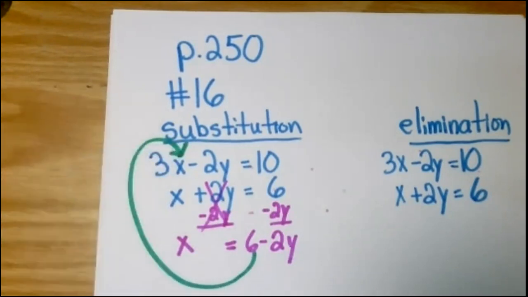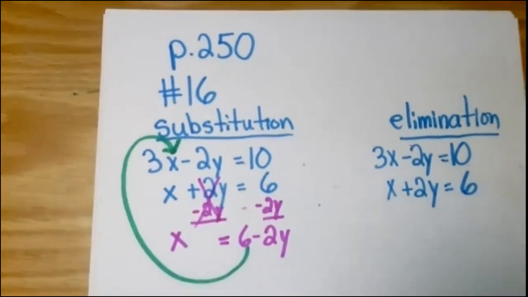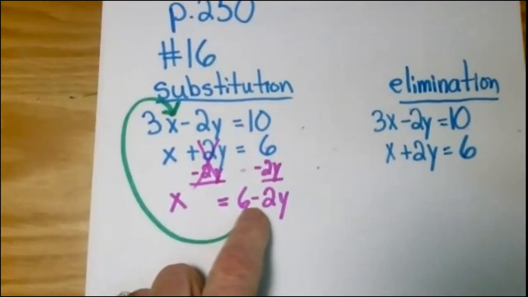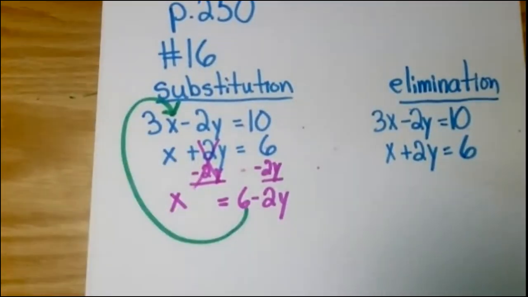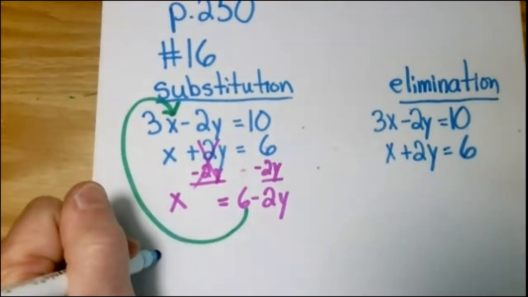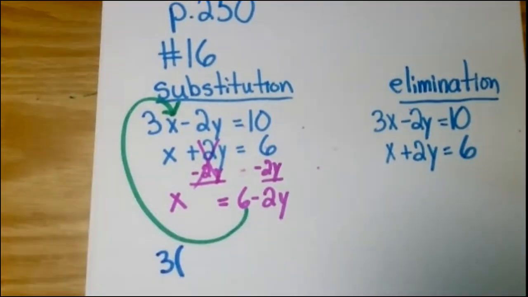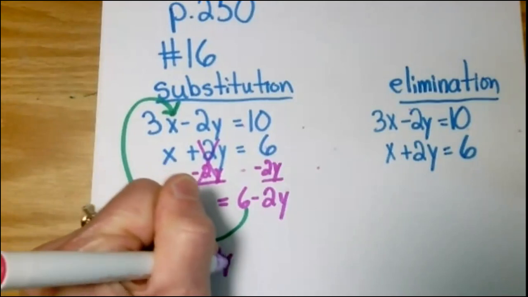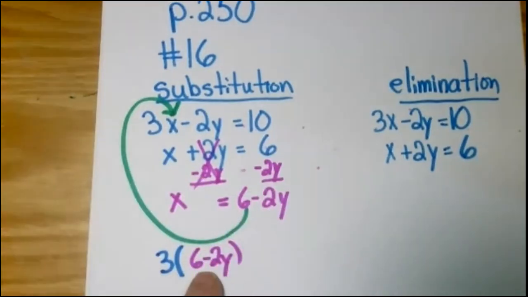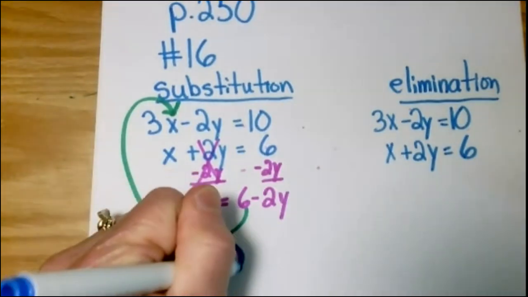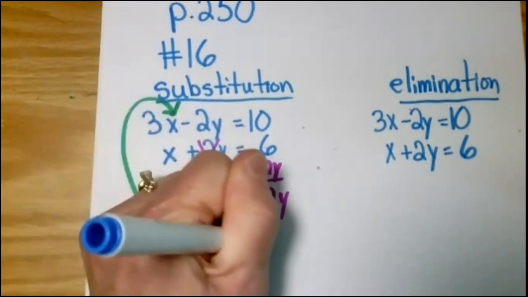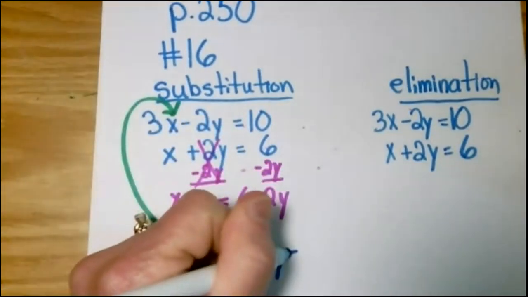Now I'm going to substitute this x value, this expression, into the other equation. You can't substitute it back into the original. You can't substitute it into this one. That's a mistake, okay? Don't do that. So we're going to plug this value in for the other equation. Let's rewrite this now. 3 times whatever x's expression is, it's 6 minus 2y. That whole thing is getting put in for x. Minus 2y equals 10.